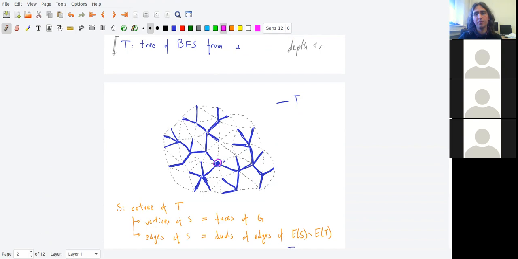I have not drawn all the faces as triangles. Observe that the outer face is actually not a triangle. You can imagine that it's also triangulated outside. I just did not draw it because the picture would be completely messy.